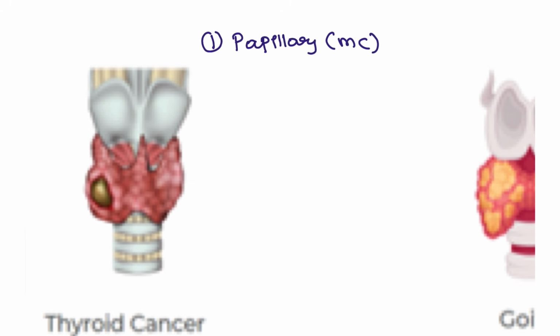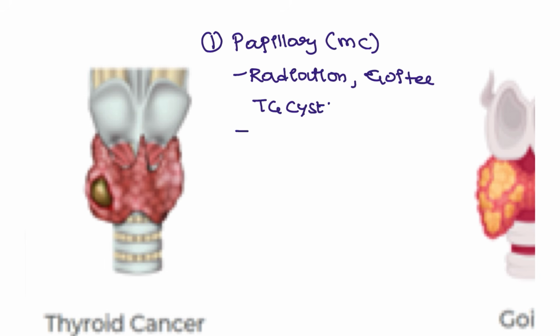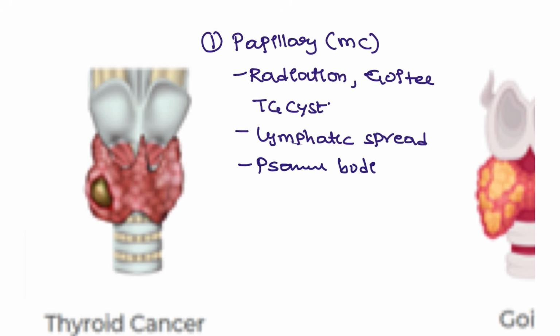Okay, papillary type is the most common, and it will be associated with radiation. It will be associated with goiter, and also a thyroglossal cyst can produce this papillary thyroid cancer. Okay, and what is the route? The route will be lymphatic. Lymphatic spread will be associated in this patient with papillary thyroid cancer. And psammoma bodies, that is an important point. Psammoma bodies are seen here.